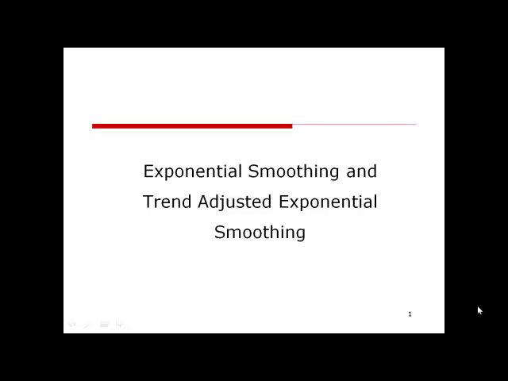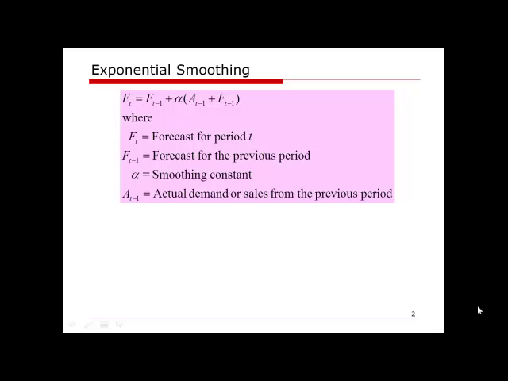Hello everyone. Let's take a look at the exponential smoothing and trend adjusted exponential smoothing. This is a formula to calculate the exponential smoothing, where we basically use the previous forecasting result and forecasting error to calculate the forecasting of the next time period.